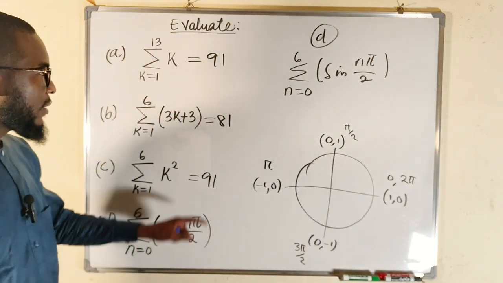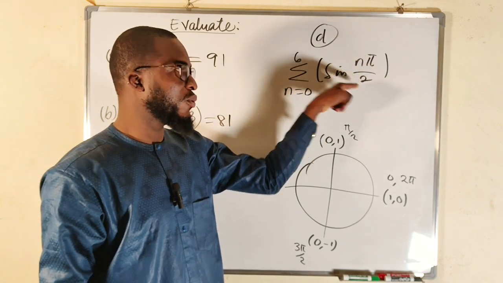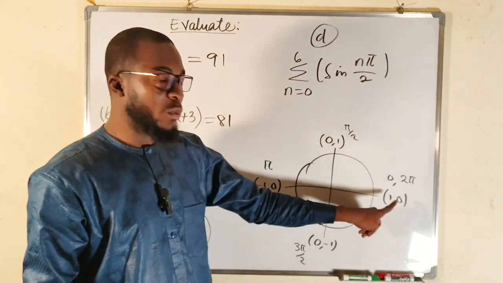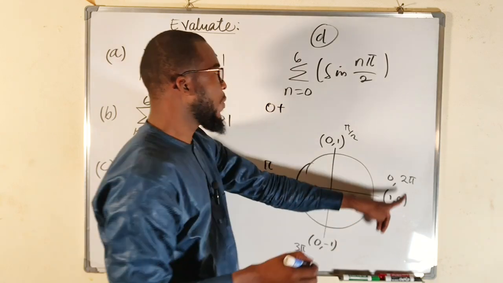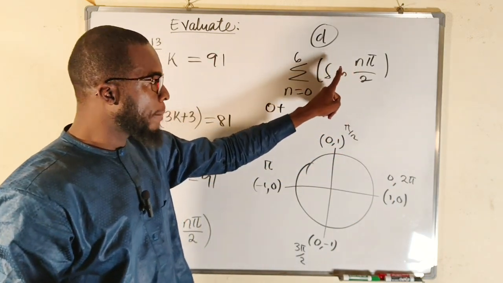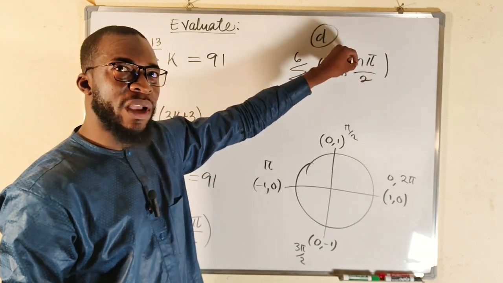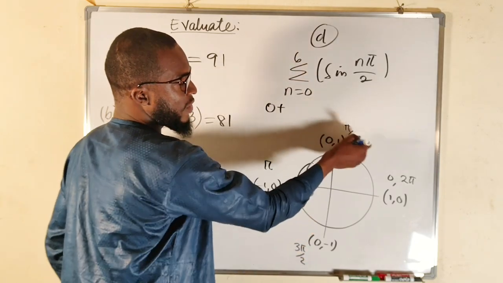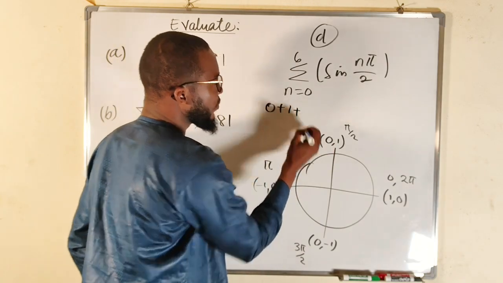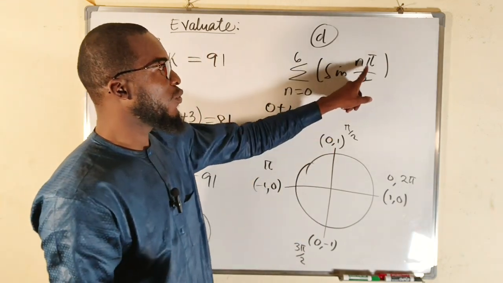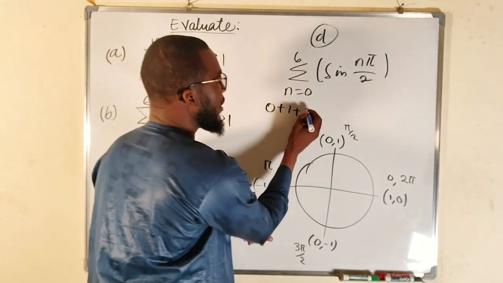Okay, let's get started. When n is 0, we have 0 times pi is 0, divided by 2 is 0. So sine of 0 depends on the y coordinate, which is 0. So we have 0 plus. When n is 1, you plug it here, you have 1 times pi is pi divided by 2. So we have pi divided by 2, which is right here. Sine of pi divided by 2 is 1. So we have 1 here. When n is 2, we have 2 times pi is 2 pi, divided by 2 is pi. Sine of pi is 0.